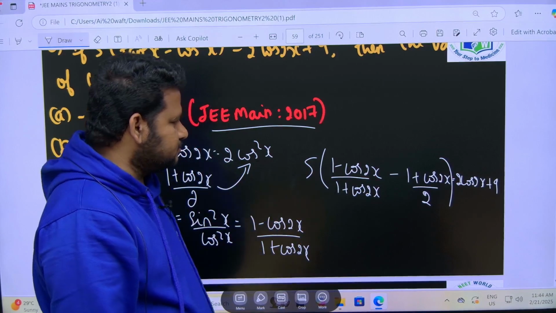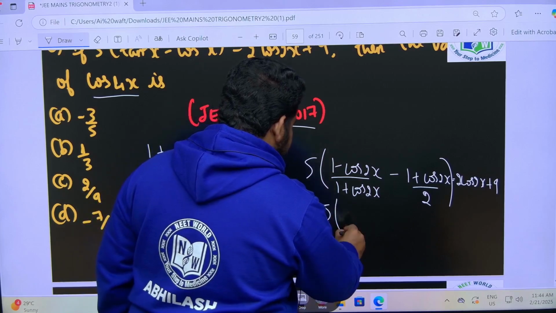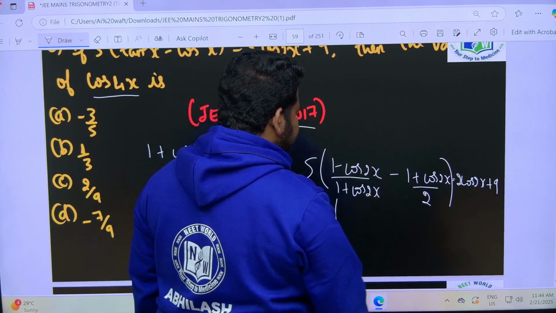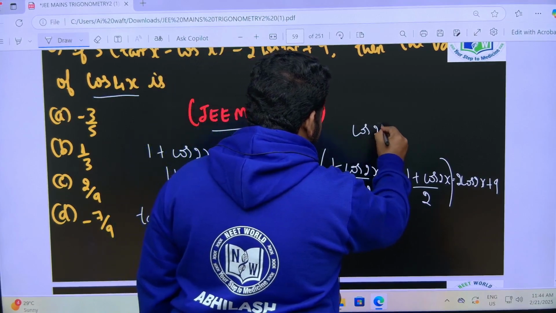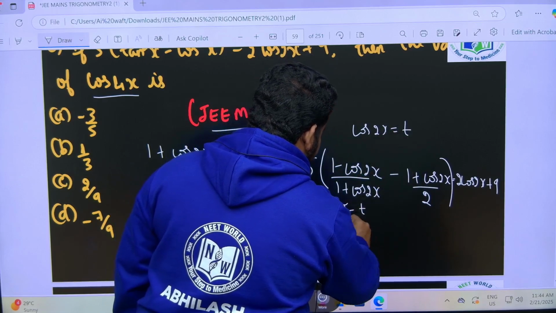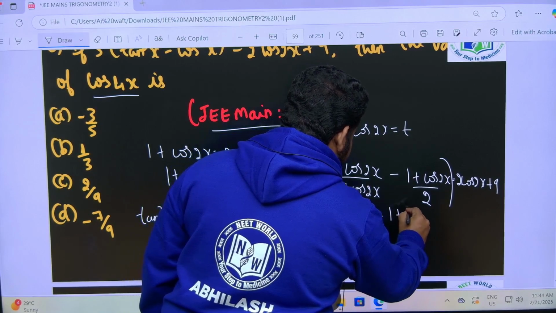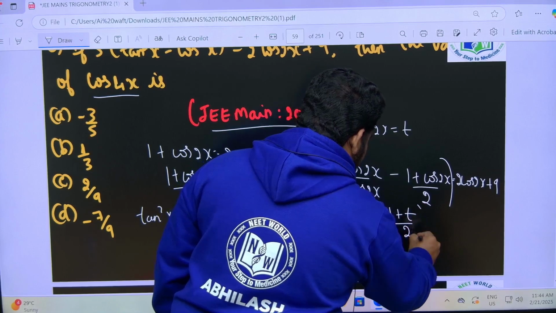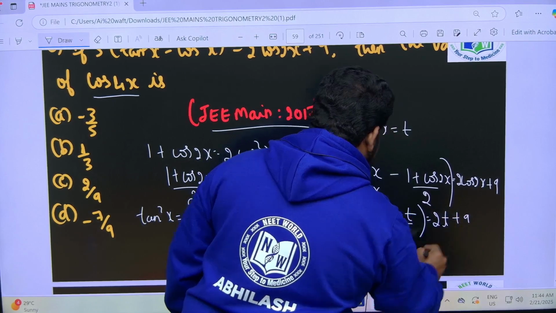Now we have to solve this. On solving this, what we will get? This is 1 minus cos 2x. Instead of writing cos 2x every time, let me take it as t. That cos 2x is equal to t. So this will be equal to (1 minus t)/(1 plus t) plus (1 plus t)/(1 minus t)... 2t plus 9.